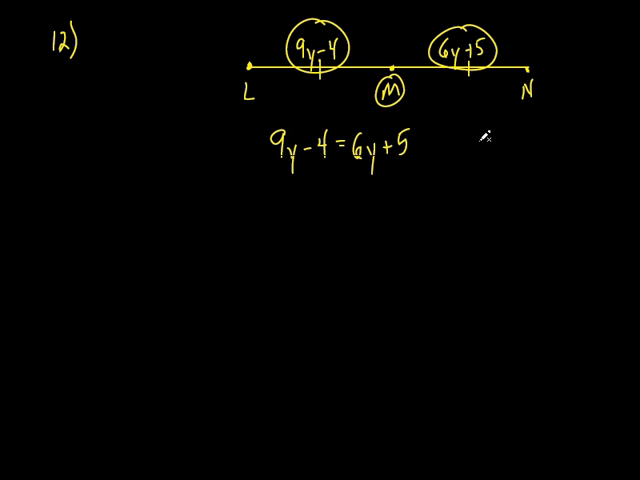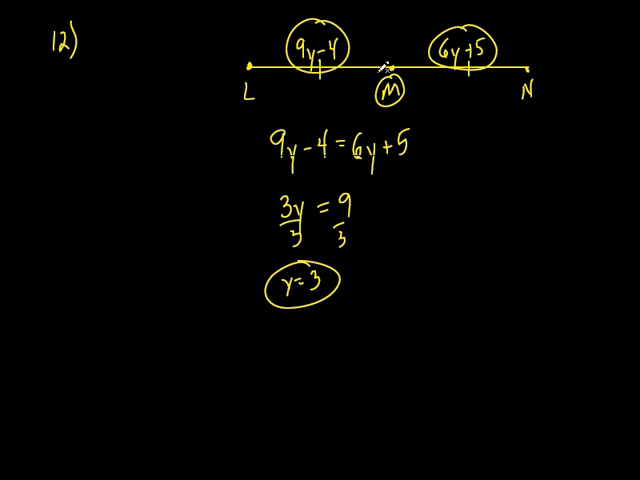All right, and then you just do the math. It's no big deal. Subtract 6x from both sides, or I'm sorry, not x, but y. Used to using the x all the time. So subtract 6y from both sides. I get a 3y. Add a 4 to both sides. I get a 9. Divide by 3, and there is the answer. It's y equals 3.